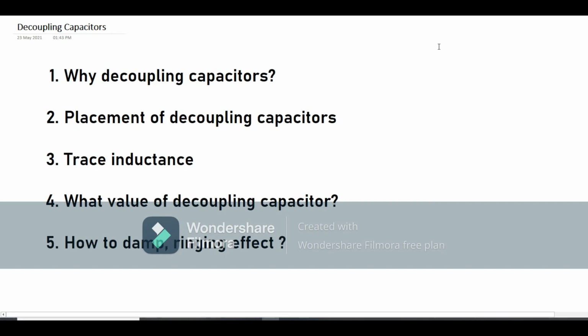Hi, today the topic is decoupling capacitors. Why decoupling capacitors? Placement of decoupling capacitors. Trace inductance. What value of decoupling capacitor to be used? How to damp ringing effect.